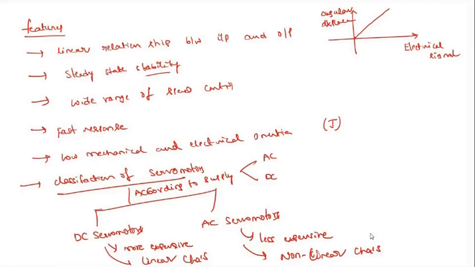That's why these AC servo motors can be used only rarely. Whereas in the case of DC servo motors, even though they are more expensive, their characteristics are linear. That's why these can be used frequently. There are some small differences between DC servo motors and AC servo motors. So these are all the things regarding servo motors.